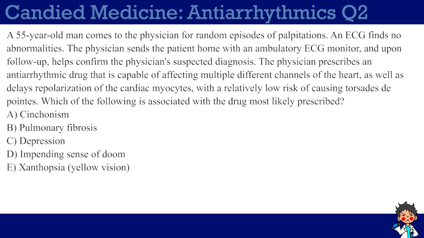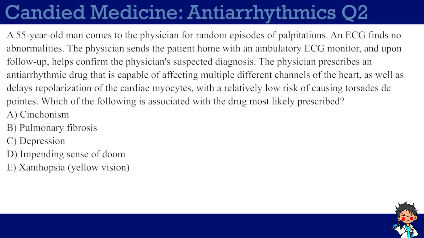So let's look at some of these side effects and try to figure out which one is associated with amiodarone. Is it choice A, synchronism? No, that sounds more like quinidine, right? That's a class 1A sodium channel blocker. Choice B, pulmonary fibrosis? Okay, maybe. I mean, amiodarone has all kinds of different side effects. But even if I'm not sure, let's look at the other answer choices and try to figure it out from there. Choice C, depression? No, I don't really like this answer. This is more something we associate with beta blockers, right?